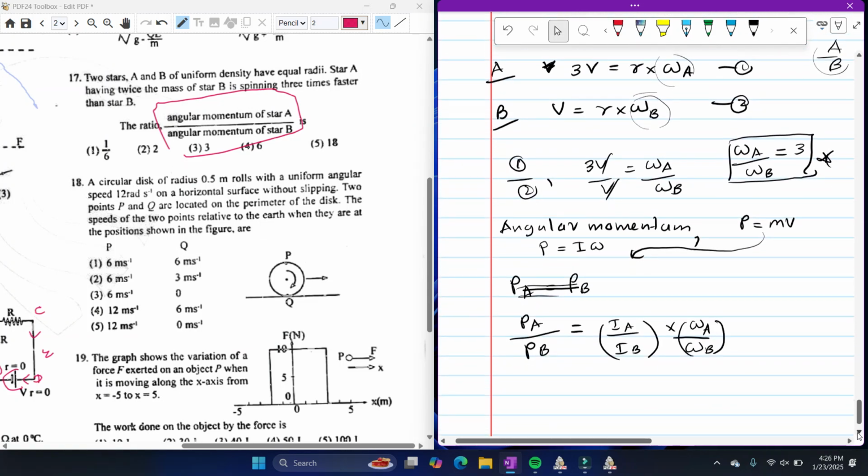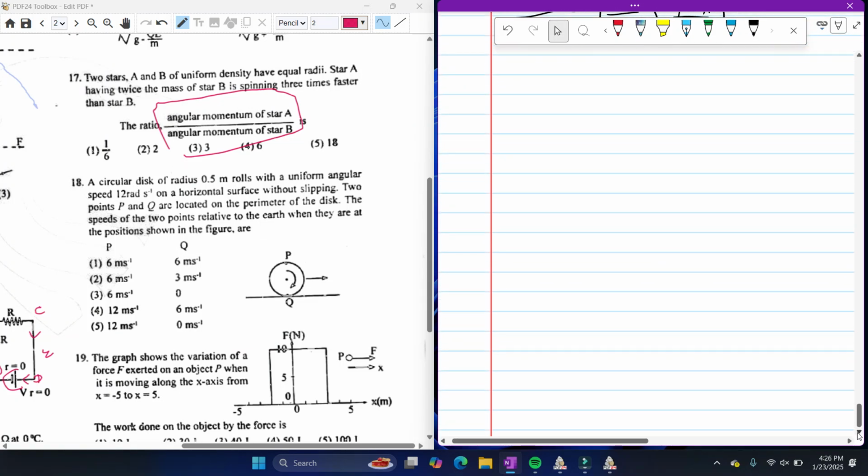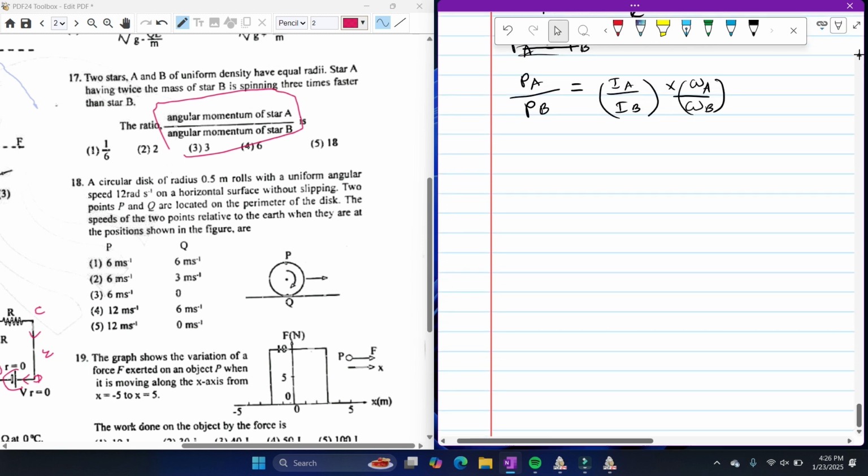IA over IB is 2 and omega A divided by omega B is 3. Thereby the answer is 6. So angular momentum of star A divided by angular momentum of star B is 6. Alright.